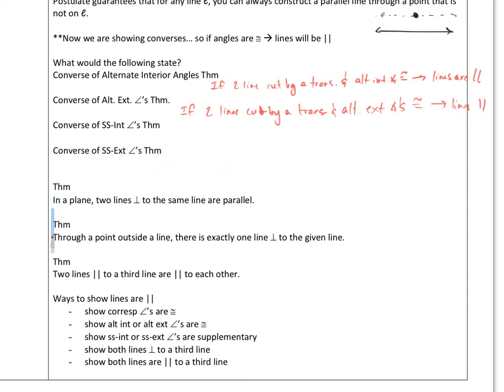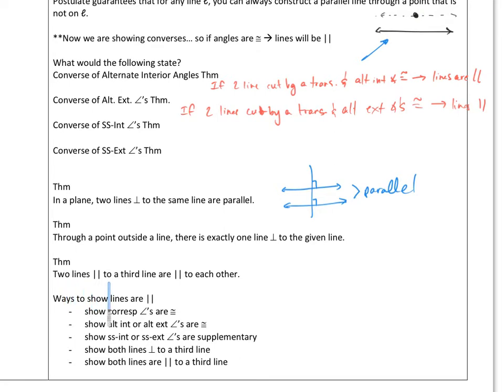And then here's the next theorem. In a plane, two lines perpendicular to the same line are parallel. So if you've got two lines right here, and both of these are perpendicular, you can conclude that these two lines are parallel. All right, and then through a point outside a line, there is exactly one line perpendicular to the given line, and that's like this one up here. I'll use this right here, but now we're doing one perpendicular to it.